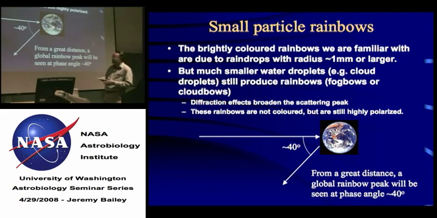So what happens with small droplets is you still get a rainbow, but diffraction effects broaden out the scattering peak of the rainbow. So if you could see one of these, sometimes called a fog bow or cloud bow, it's not actually coloured because the smearing of the light essentially smears out all the colours, but they remain highly polarised. And so if you look at a planet with clouds from a distance, there should be a peak in polarised light at this rainbow scattering angle, about 40 degrees for liquid water.